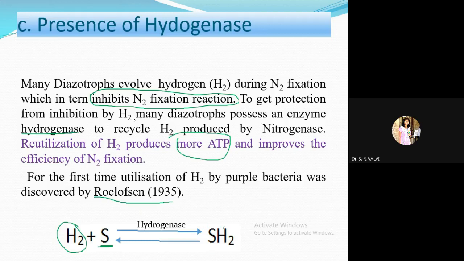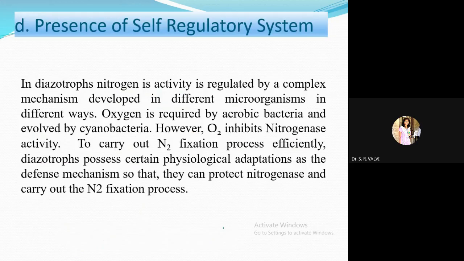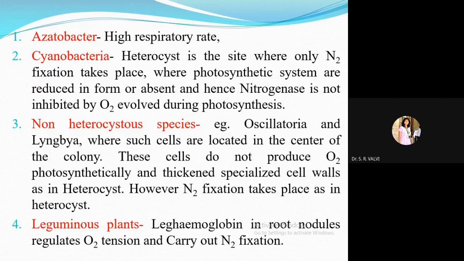So this is the reaction. Now, the last part, that is the presence of a self-regulatory system, right? We have seen all these conditions: site of nitrogen fixation, then presence of nitrogenase, then presence of hydrogenase in a plant or in a microorganism. Some self-regulatory system should be there to carry out nitrogen fixation. So which are those self-regulatory systems? See here in my next slide.